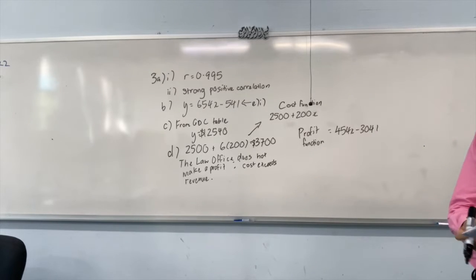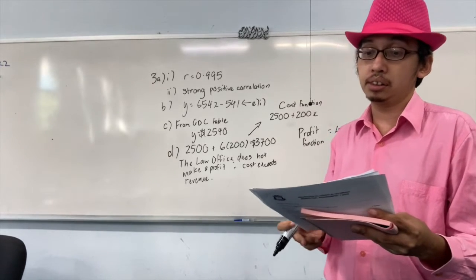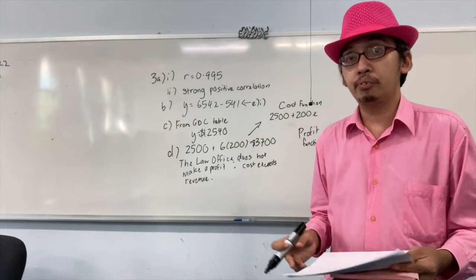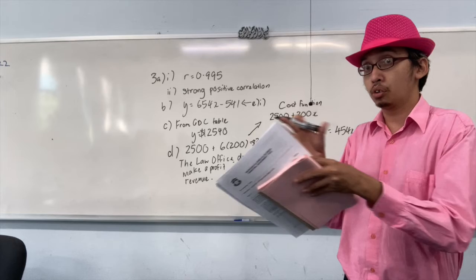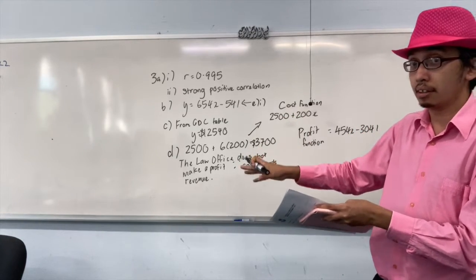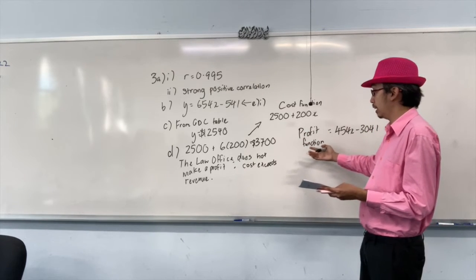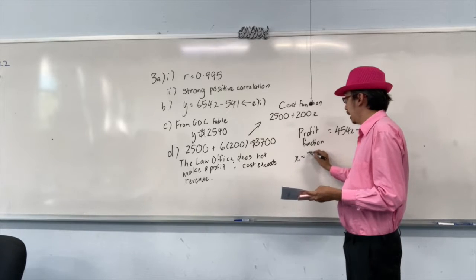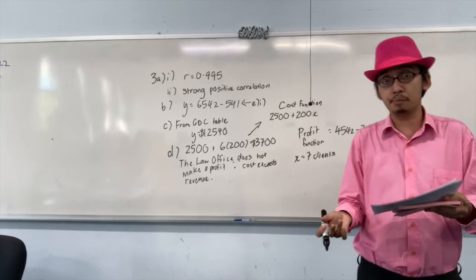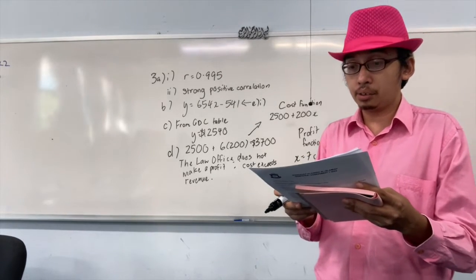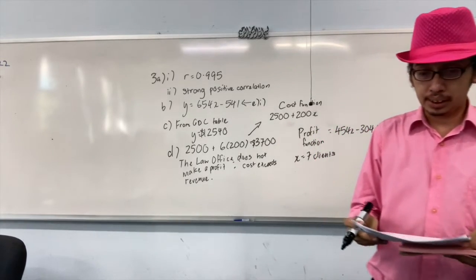The last question is to find the least number of clients required to result in a profit for the month. Because this is the number of clients, it's a whole number. Again, I'll use my table instead of the graph. When you use your table, you realize that at 6 the profit is still negative. But when x equals 7, that means 7 clients, the profit becomes a positive number. Therefore, the least number of clients required to make a profit for that particular month would be 7 clients. So that's for question 3.